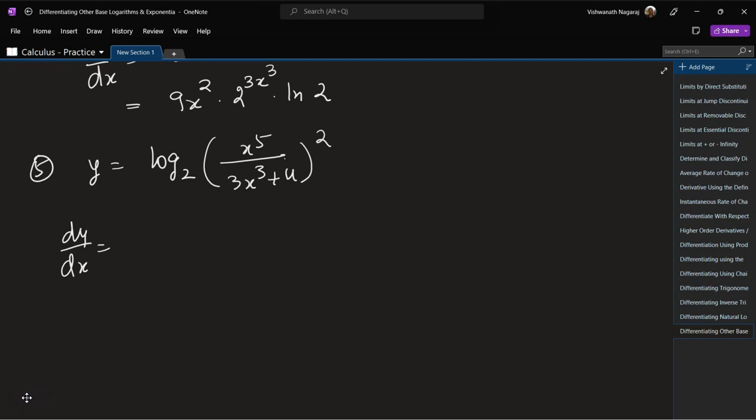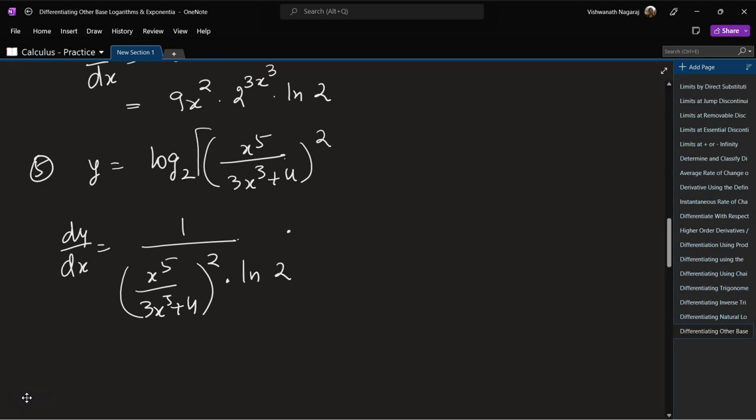Now we know the differentiation of log to the base a of x is 1 by x, where x is this entire thing. So x to the power of 5 by 3x cube plus 4 squared, times ln of 2, times. Now we have to differentiate this. So this would be 2 times x to the power of 5 by 3x cube plus 4 to the power of 2 minus 1.